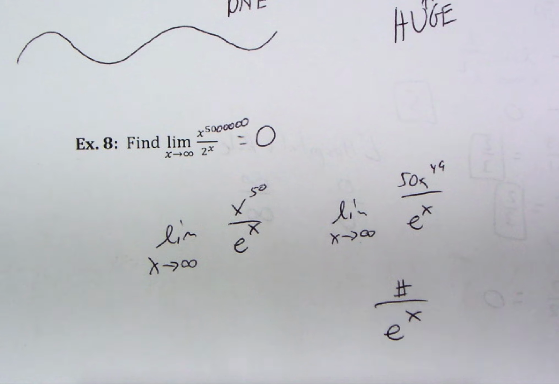All right, that's our lesson on limits as x goes to infinity. Think about your horizontal asymptote rules, think about domination, and you'll be good to go.